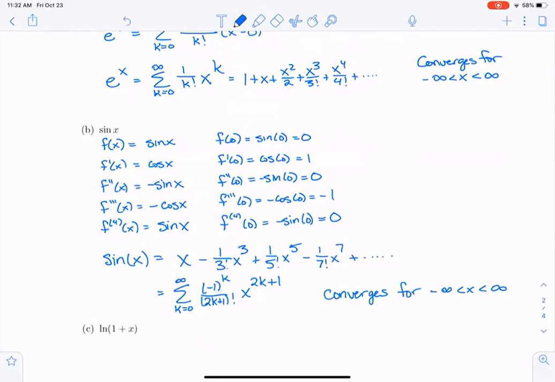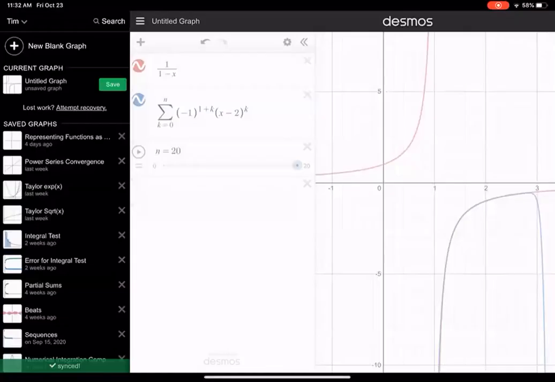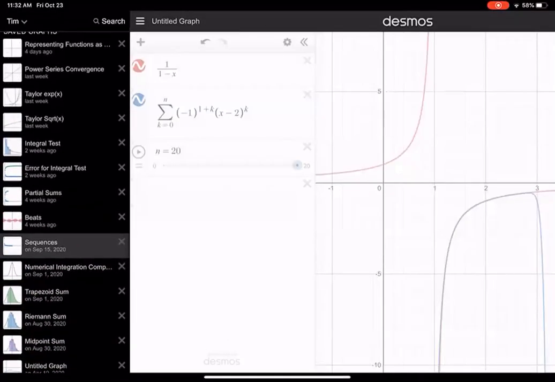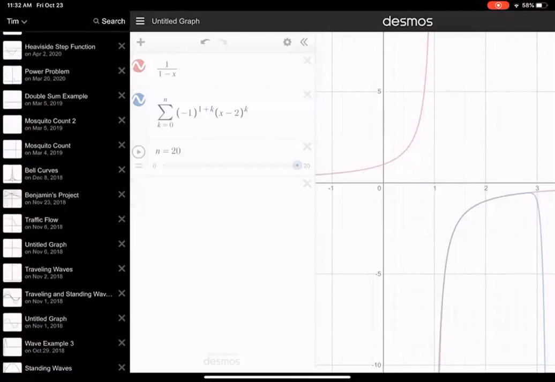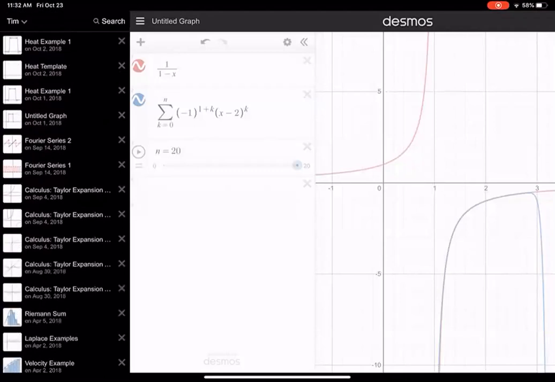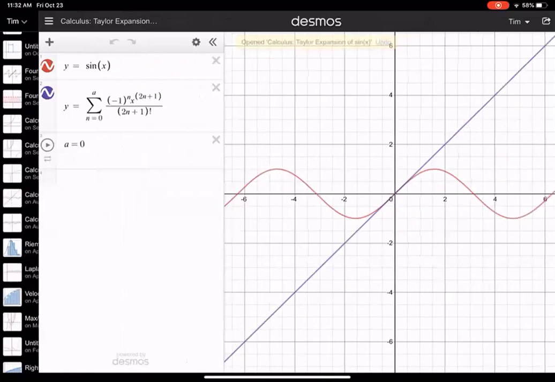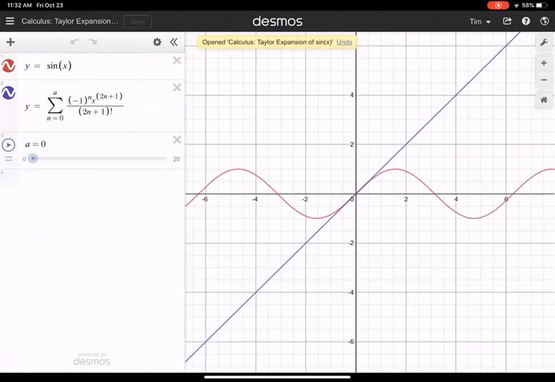So I'm going to show you a graph of that. Don't worry, this will come back so you can look at it again. But I want to show you a graph of that. So just give me a second to find my Taylor series for sine of x on here. There it is. Okay, great.